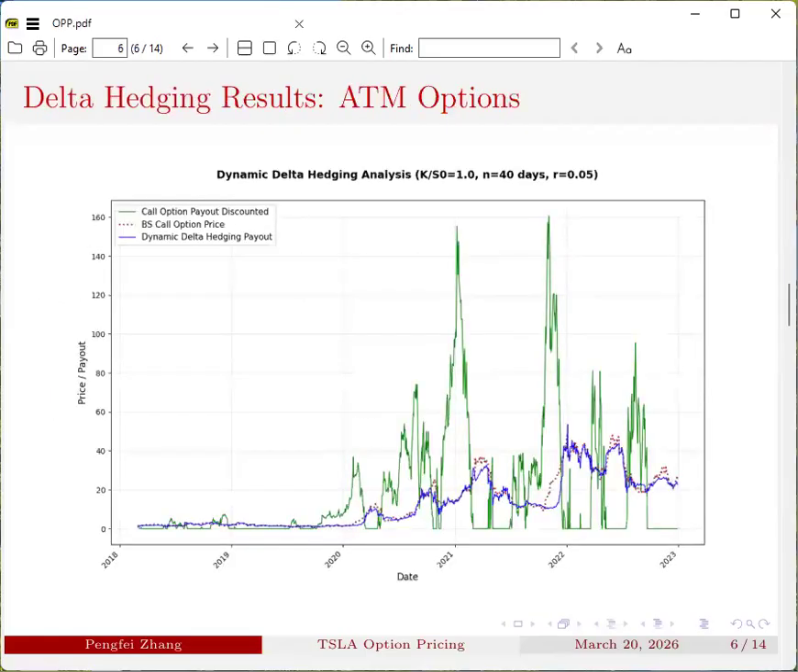This figure shows the dynamic delta hedging for at-the-money options. The green curve is the discounted payoff without any hedging. The blue curve is the payoff with hedging, and the brown curve is the Black-Scholes pricing using historical volatility. We can see that this hedging significantly reduces the extreme outcomes and closely tracks the Black-Scholes price.